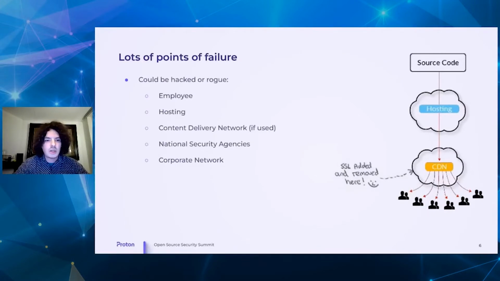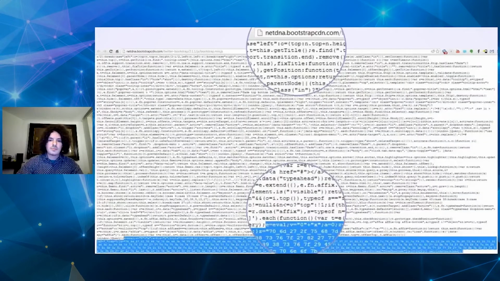Either an employee could be compromised, or the hosting could be compromised, or if we were to use a CDN that terminates HTTPS, then that could be another point of failure. Or if you're on a corporate network in a business, for example, that gives you TLS certificates to trust, then that could be another point of failure where the connection and thus the web app is compromised. And some of these things have actually happened in the past.